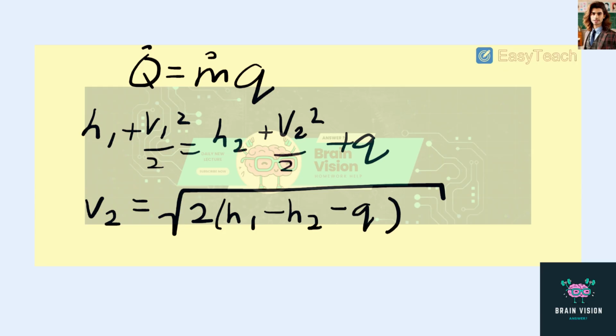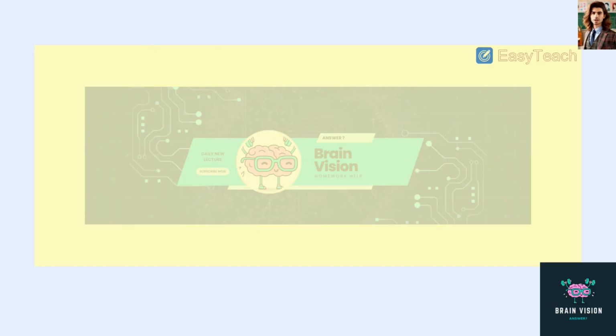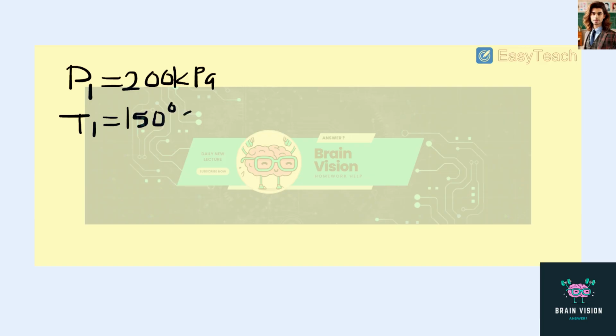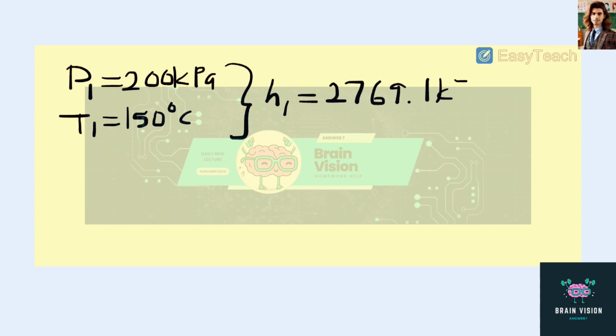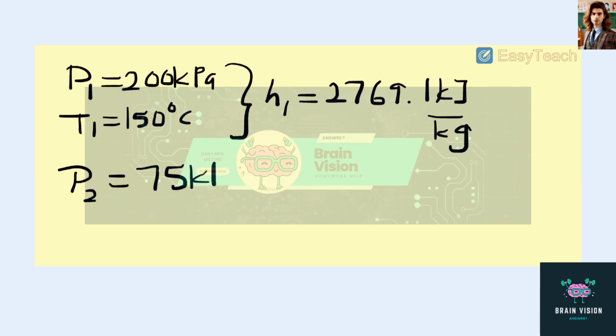Next, what we can do is find the properties of our steam at the inlet and exit in table A-6. So for the state defined by the inlet at P1 equal to 200 kPa and T1 equal to 150 degrees C, we see that the incoming enthalpy is 2,769.1 kilojoules per kilogram. And at our exit, we know that P2 is 75 kPa, and we are also given that it exits as a saturated vapor.